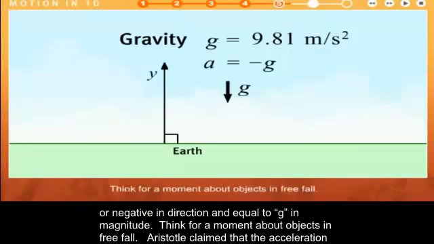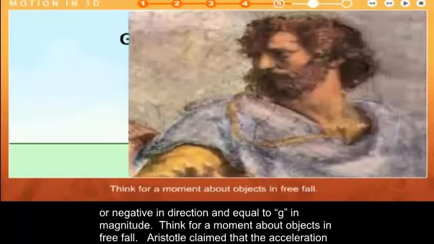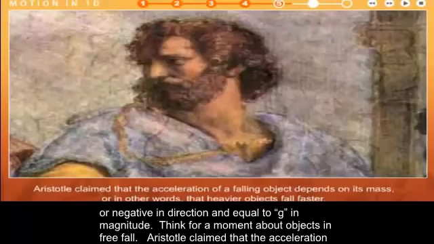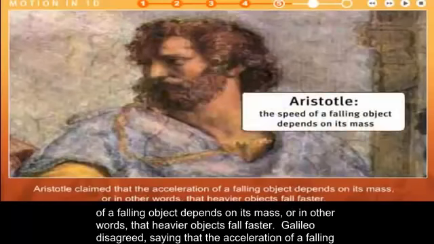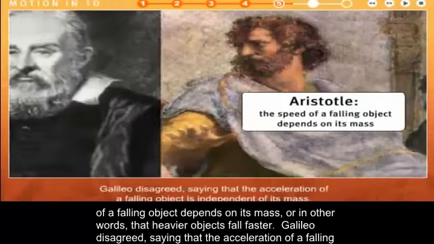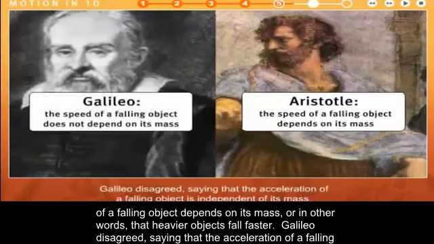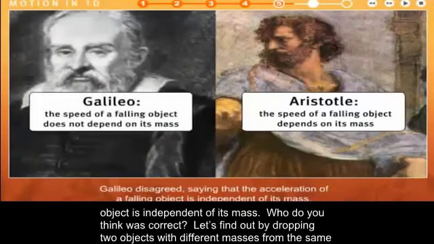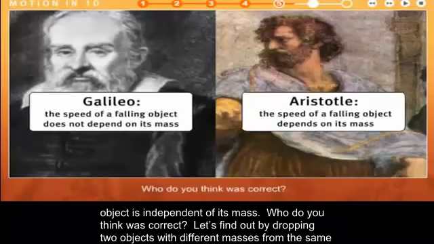Think for a moment about objects in free fall. Aristotle claimed that the acceleration of a falling object depends on its mass, or in other words, that heavier objects fall faster. Galileo disagreed, saying that the acceleration of a falling object is independent of its mass. Who do you think was correct?